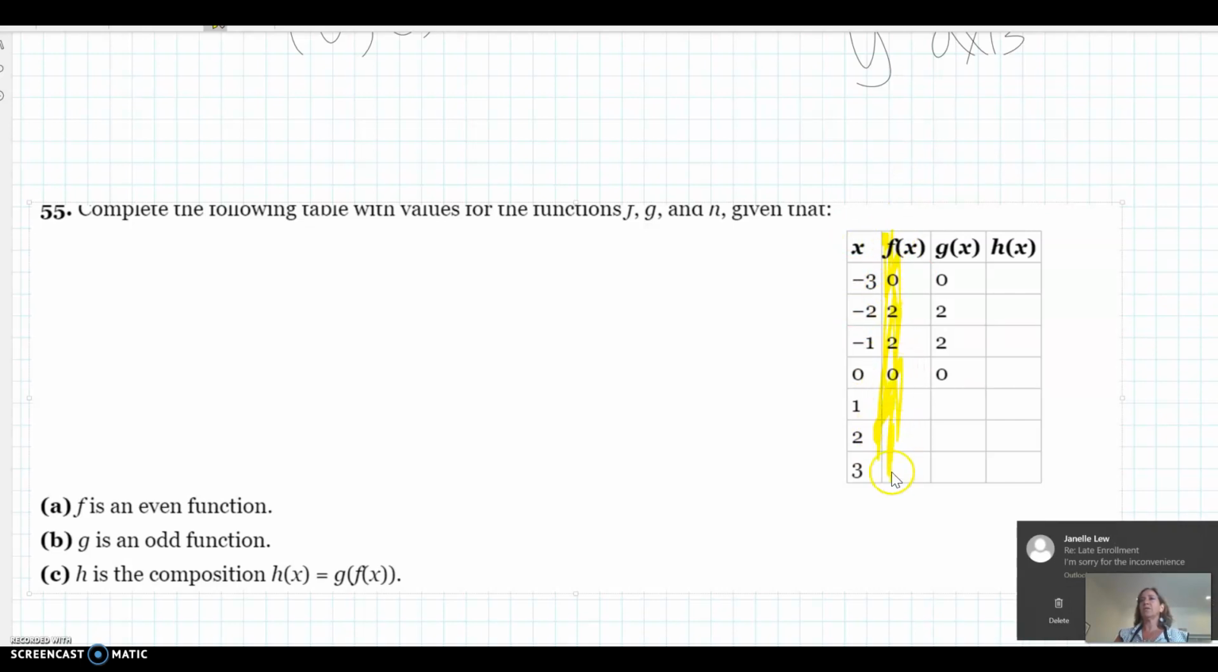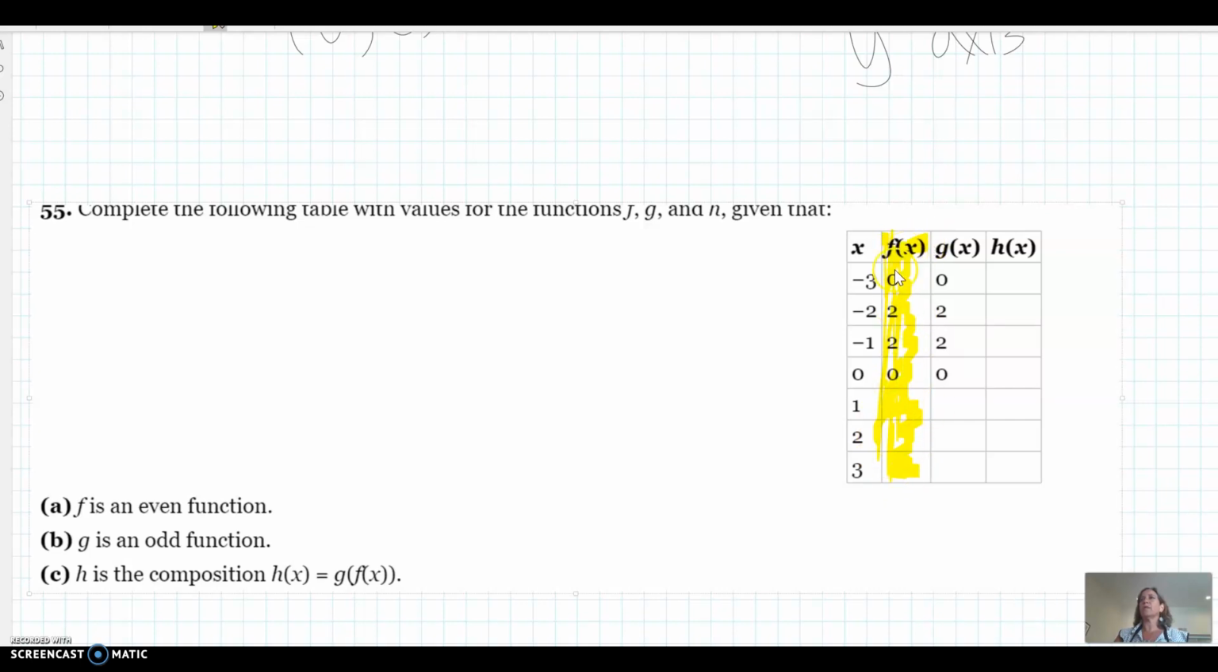So I'm going to highlight this column. These all represent the function f. We don't have a formula. We're just using the pattern based on that we know f has to be an even function. So what that means is that if I put in -3 for the input, I get the same answer when I put in +3.